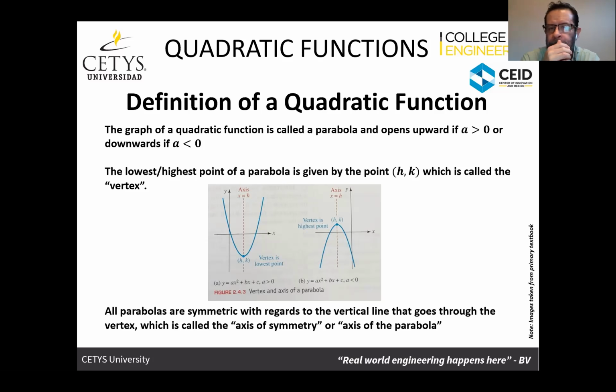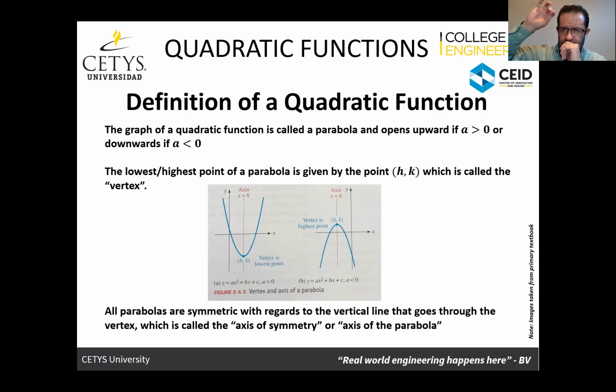So if a is larger than 0, meaning if the value that's multiplying the x squared is positive, then it's a parabola that opens upward and the vertex is the lowest point. If a is negative, meaning that the value that's multiplying the x squared is negative, then the parabola is going to be facing downwards and the vertex is going to be the highest point.